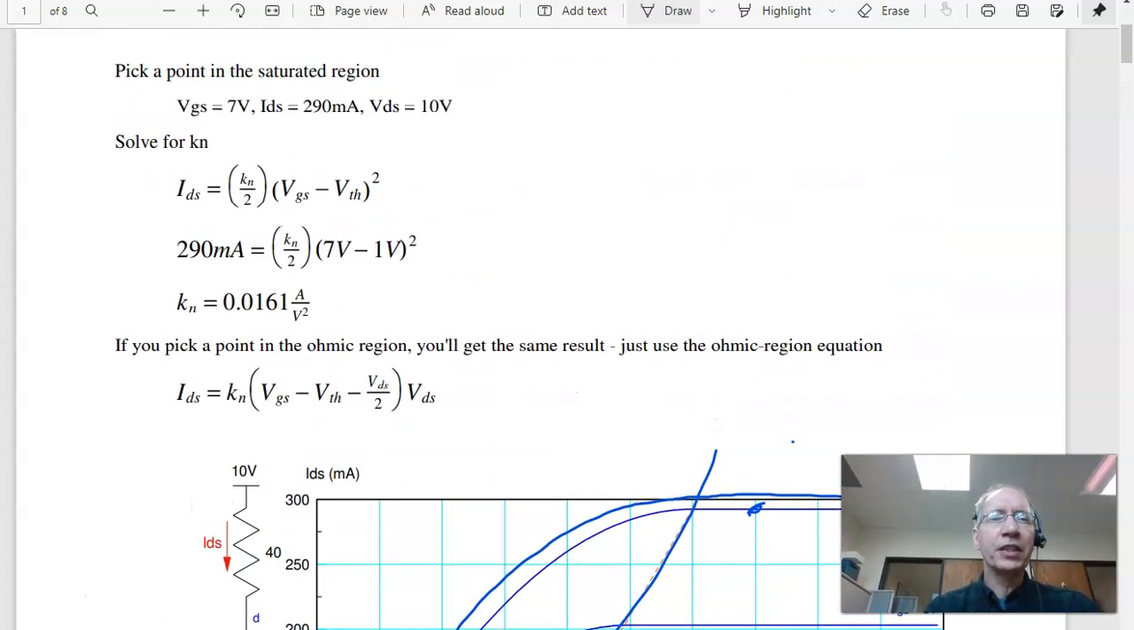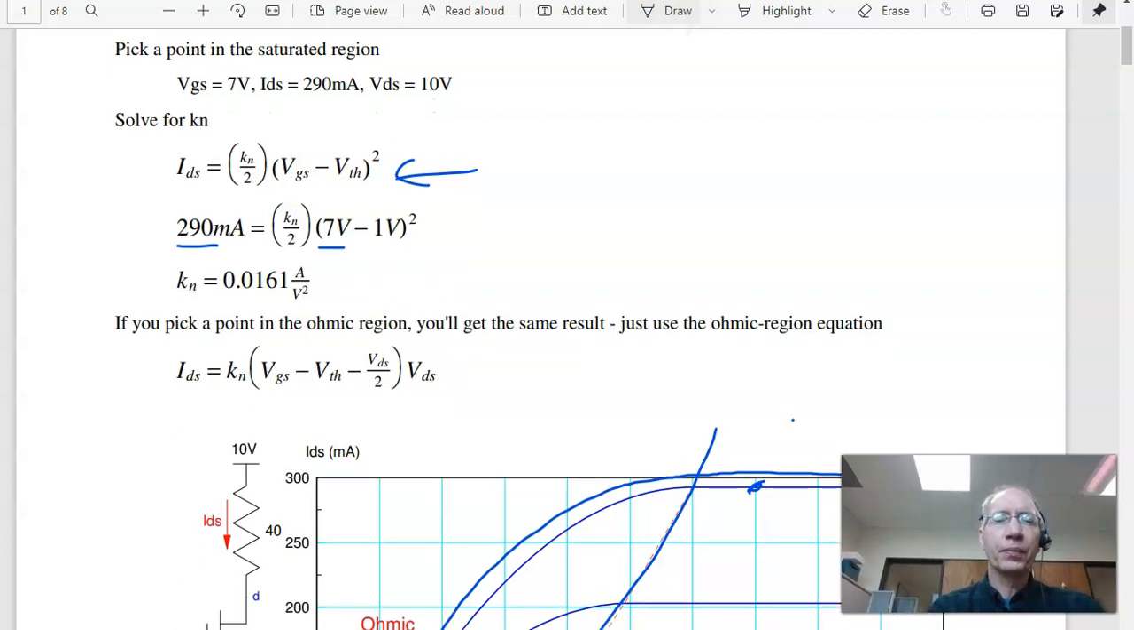So use the equation in the saturated region, that's this guy. Plug in numbers, I got 290 milliamps. The threshold is given as 1 volt. At 7 volts, solve for K sub n, I get 0.0161 amps per volt squared.